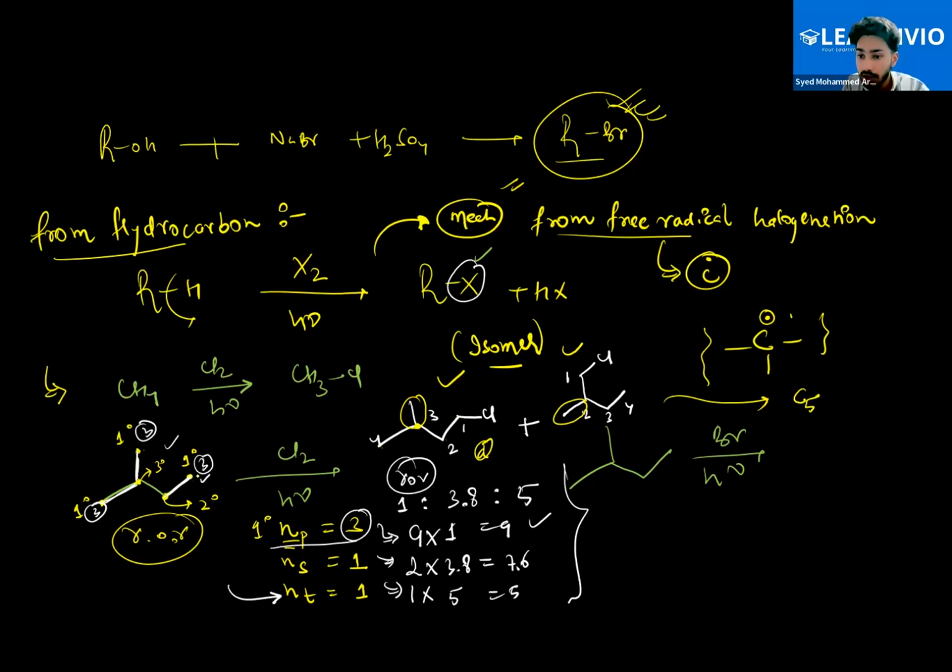And here 3 is also there. So 8 plus 3 is 11. But one hydrogen will be less in this case because one hydrogen is removed for the chlorine. So it will be 10 hydrogens. How many hydrogens are here? 10 hydrogens. And how many chlorine? One chlorine. So both structures have the same formula.